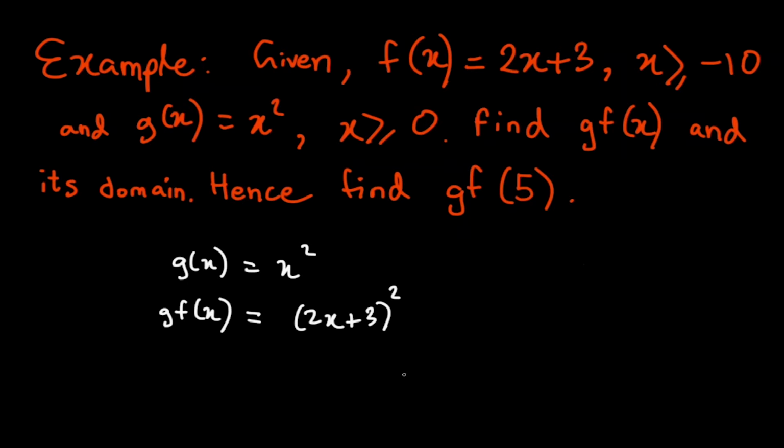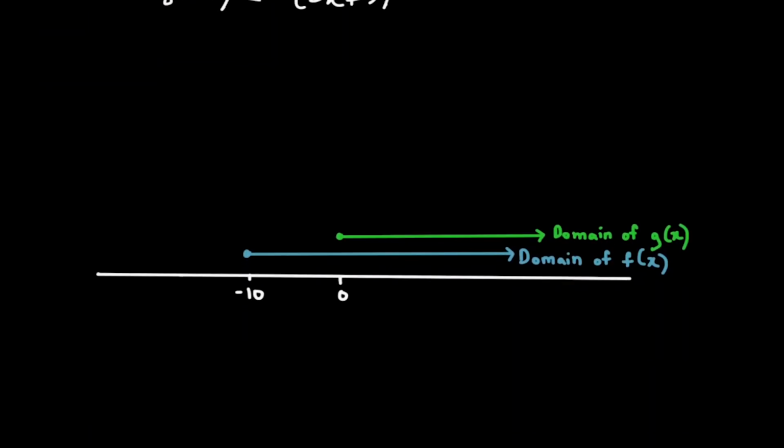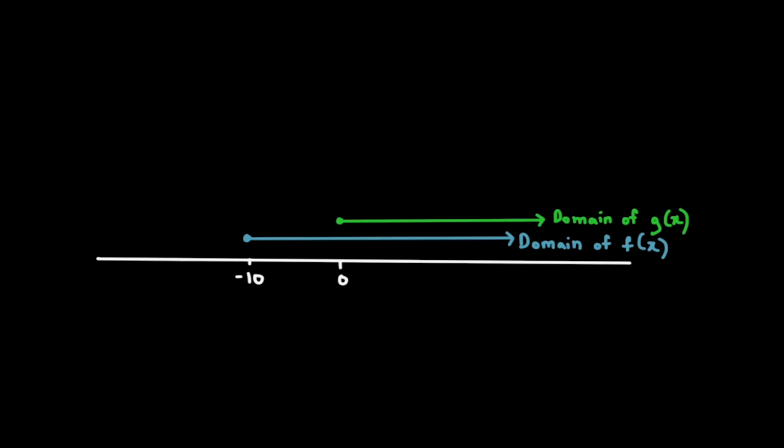Now, to find out the domain for g of f of x, we gotta first see how much of the range of f of x is contained within the domain of g of x. This is necessary because it may not always be the case that the entire range of the f of x function lies within the domain of g of x. So let's see this number line.